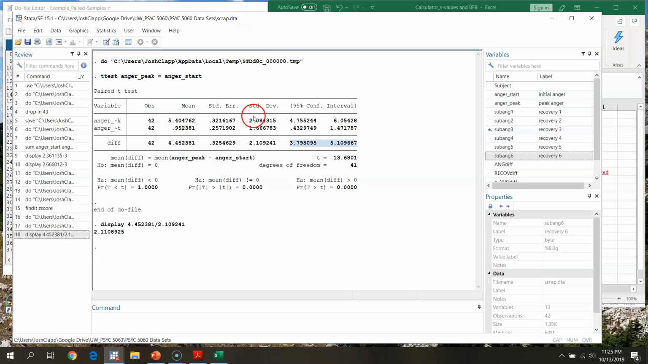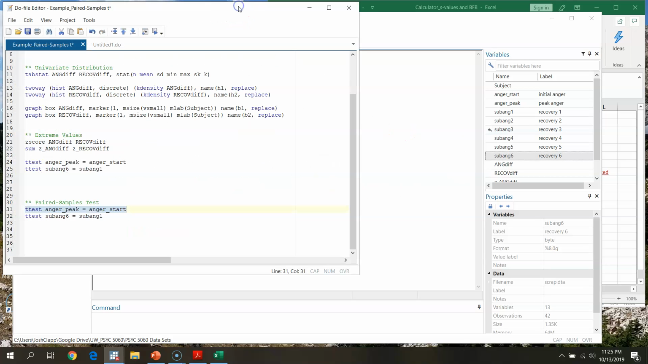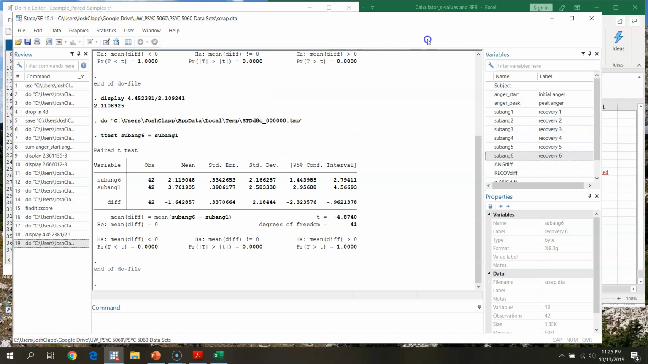Okay, so that was the first question we had. But then we also wanted to see, when we asked people to imagine a time when they felt intense positive experiences, can we correct this? Can we get people to demonstrate reductions in subjective anger during the positive imagery? So we're going to run a paired sample test, where we're saying that subjective anger at the final rating during the positive imagery is equal to the initial anger rating. Go through and run this, and Stata is going to give us our paired sample test.